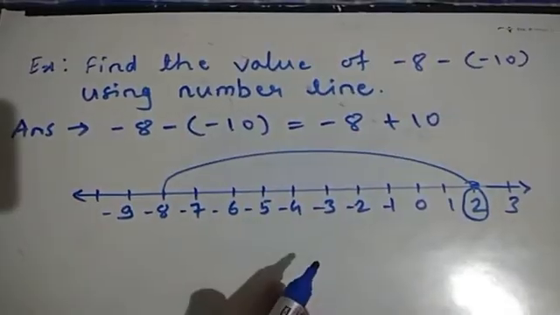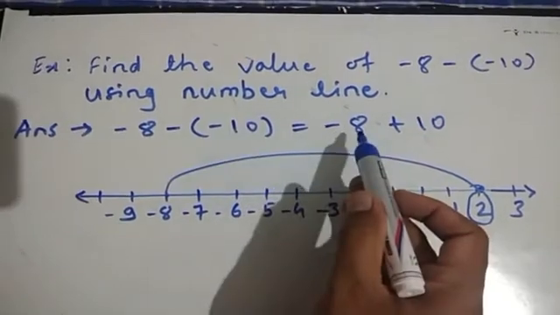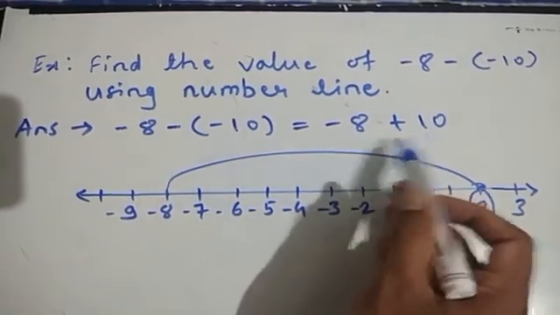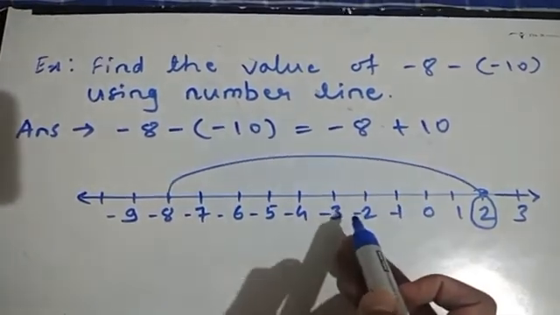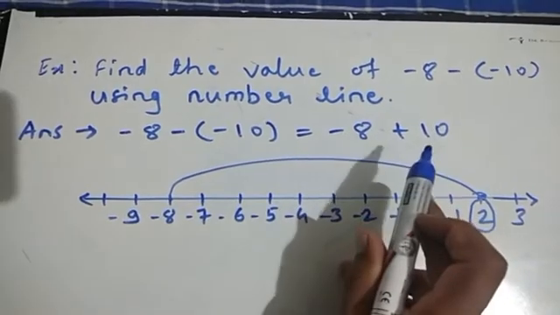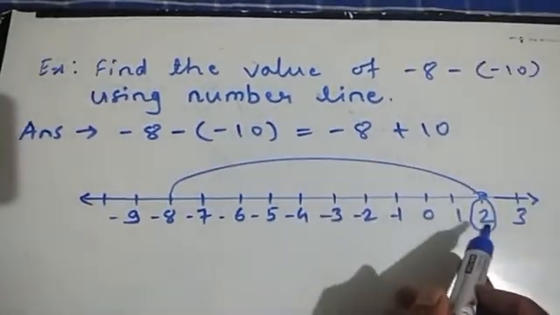Answer will be 2. And we know very well that if one integer is negative, another is positive, we have to subtract. 10 minus 8 is what? 2, right? What will be the sign of greater number? Plus. Therefore plus 2 is the answer.